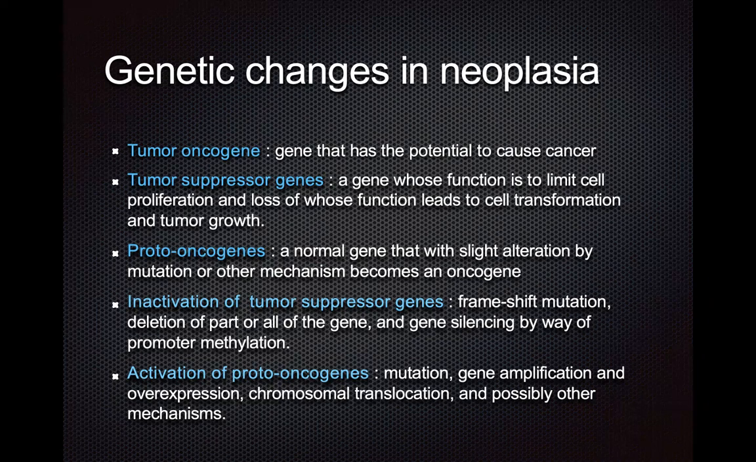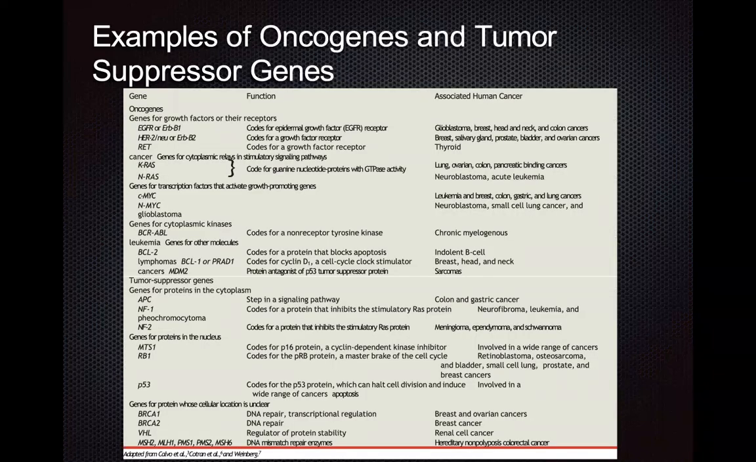Next is the activation of proto-oncogenes. Mutations, gene amplification, and overexpression, or chromosomal translocations and possibly other mechanisms contribute to genetic changes in neoplasia. So here are examples of oncogenes and tumor suppressor genes that you may be familiar with, or may have seen in articles, papers, books, or in lectures that your professor gave you. Genes tend to have plentiful types.